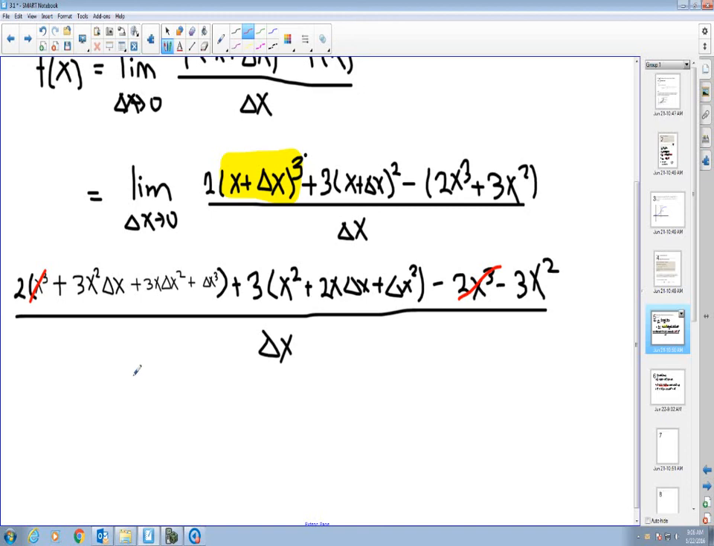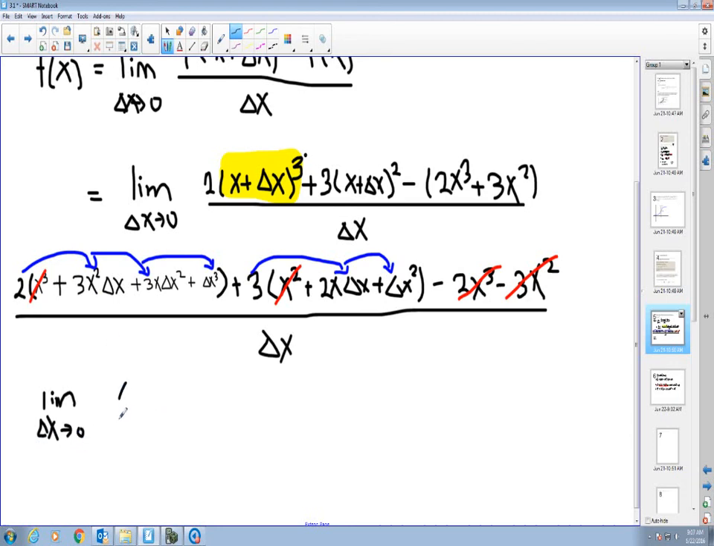Let's see what else can be canceled out. A lot of things should cancel out pretty nicely. 3x squared, right here, 3x squared minus 3x squared, that cancels out. Alright, let me distribute. I'll go ahead and get rid of those so it's a little bit easier to look at. If I now distribute my 2, and then for the next term distribute the 3, then I will have the limit as delta x approaches 0.